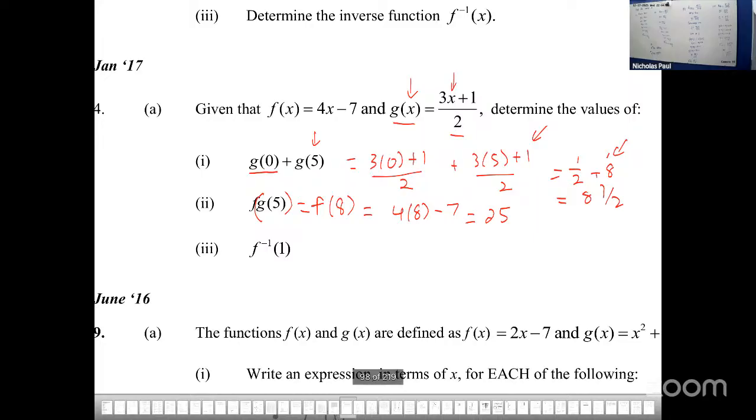Last part, Levi. All we have to do is find the inverse. This here tells us that we have to get the inverse first. Same thing we did here. Find the inverse and then plug in 1. I gave you 2 minutes. Try it. Find the inverse and then plug in 1.